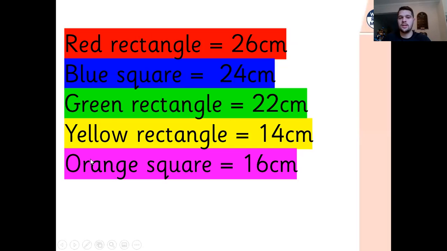Check your answers with the other ones. Unfortunately, I didn't have an orange highlighter, so we went for pink. Why not?